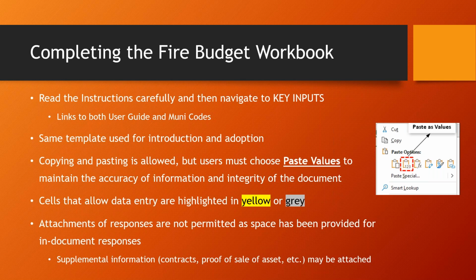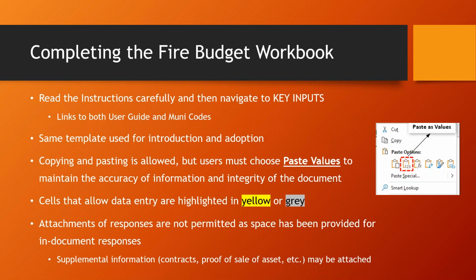You can see to the right of the screen there is an icon that specifically points out the paste values option. It is the clipboard with the numbers in the bottom right corner of it. And again, this is used to make sure that there are no structural changes to the document as you are copying and pasting information from other documents.